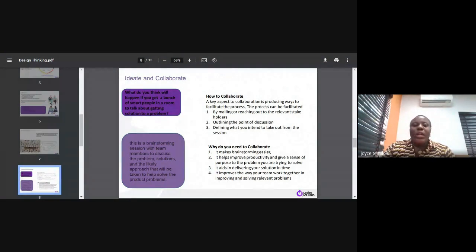Maybe like, "Dear all, I'm reaching out to you for this, for this, for that. And this is what we want to discuss. We want to discuss solutions to this particular problem. We want to get everybody's thoughts on this. We want to get feedback for this and that," right? We don't want to send an email without properly defining the point of discussion.